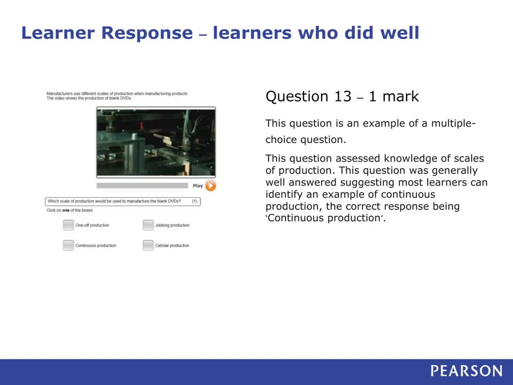Question 13. This question is an example of a multiple-choice question. This question assessed knowledge of scales of production. This question was generally well answered, suggesting most learners can identify an example of continuous production. The correct response was continuous production.